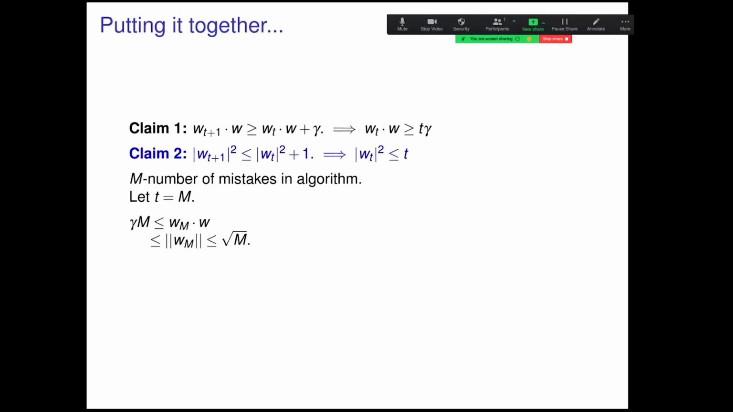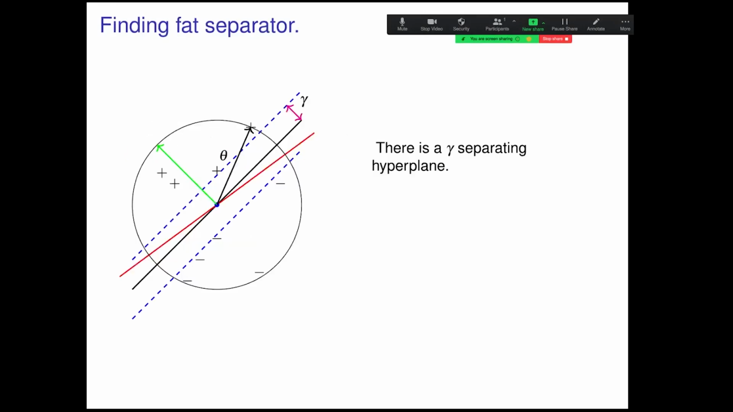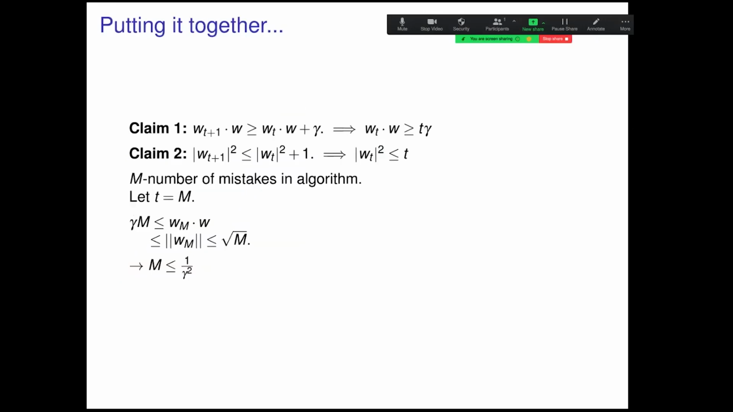No worries. Okay, so now this is less than square root m because of claim 2. So here you have gamma m over here is less than square root m. Does that make sense? Is that clear? So now you just solve. You isolate gamma on one side and m on the other side, and you get that square root m is less than 1 over gamma, so m is less than 1 over gamma squared. Okay, so that's it.